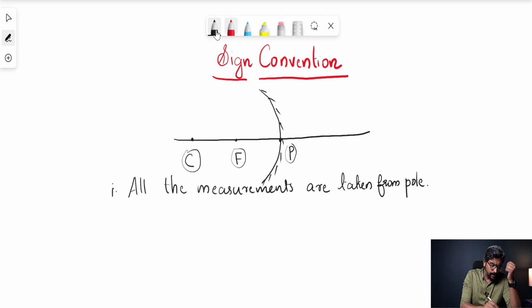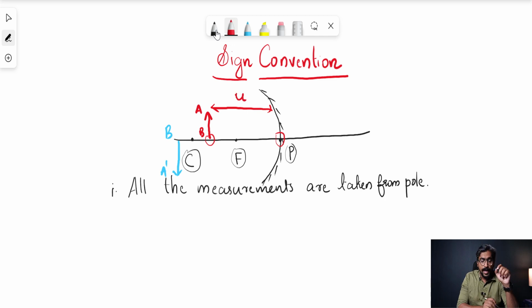Let us imagine that there is an object placed here. So this is an object AB. Here the object forms an image, like this A dash. The distance from the pole to this particular object is known as the object distance, denoted by u. Make sure that you always measure the distance from the pole to the object, that is, the direction of the object distance will be like this. All the measurements are taken from the pole.